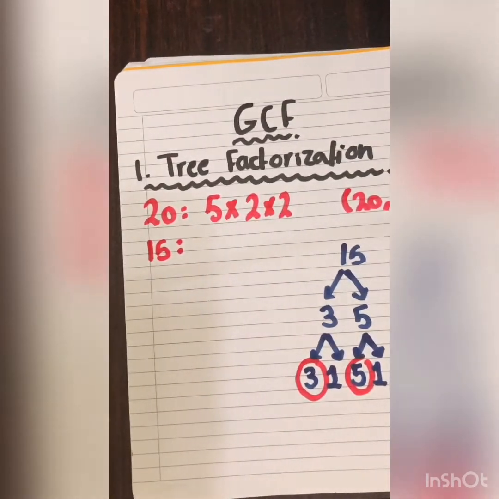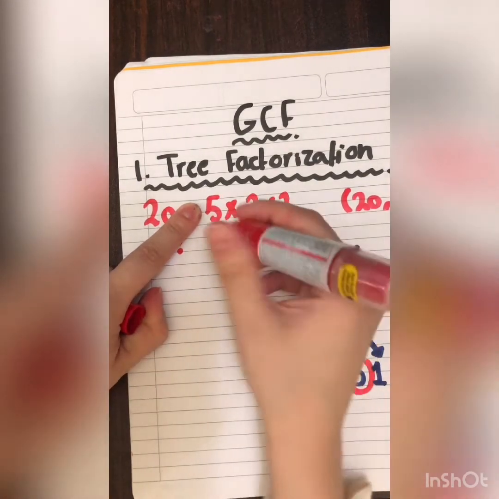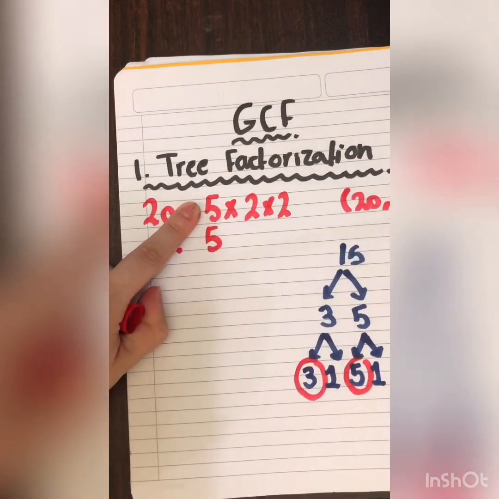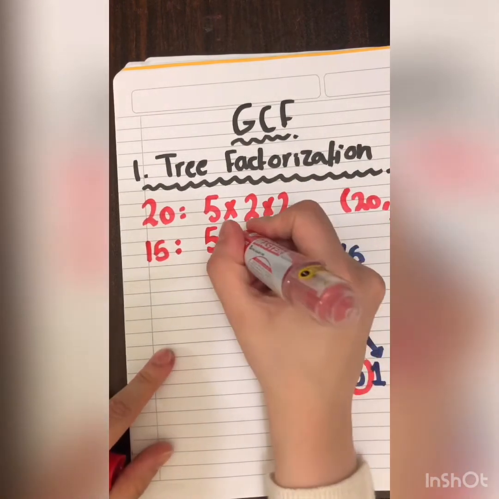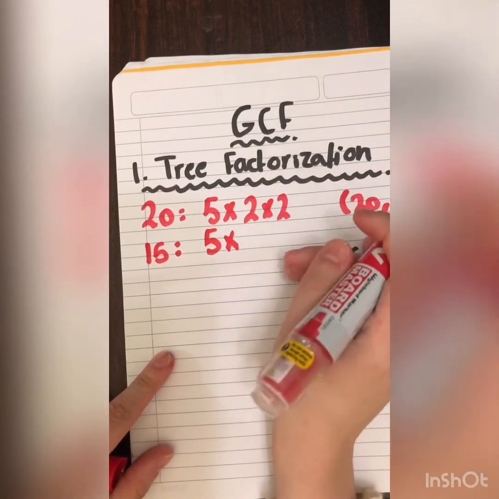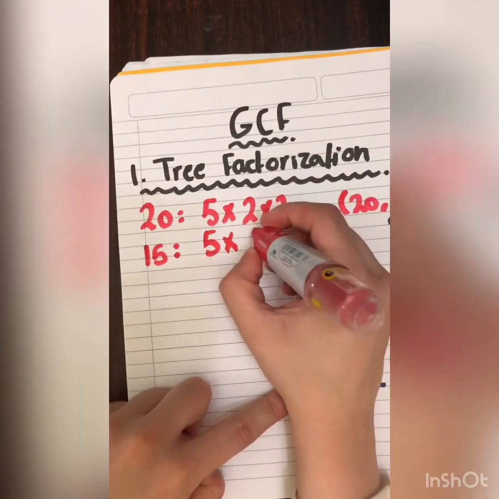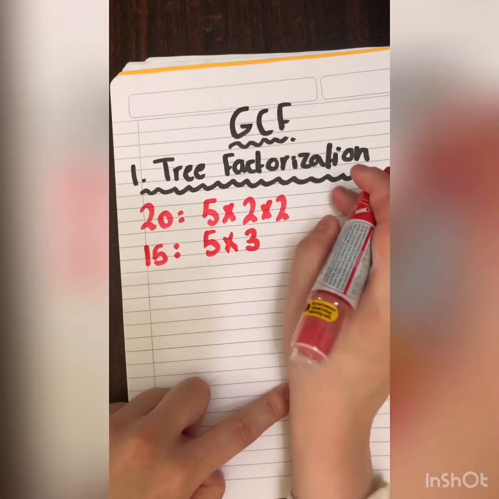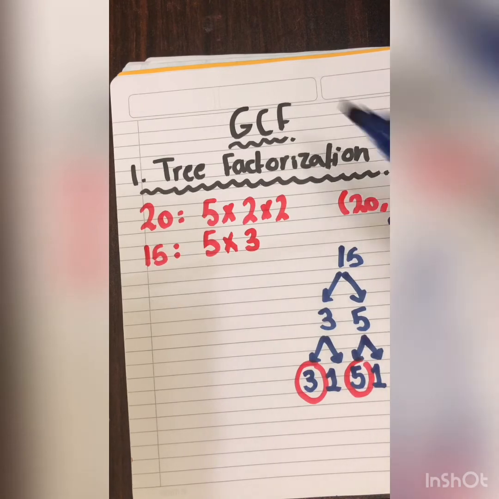Now go here and write 15. Do you have a 5 here? Write it down, another 5. Do you have a 2? You don't have a 2. So you just skip the 2. Another 2, you don't have a 2, so you just skip it. There is no 3 here, so just write the 3. Now you want to find out the GCF, which is the greatest common factor.